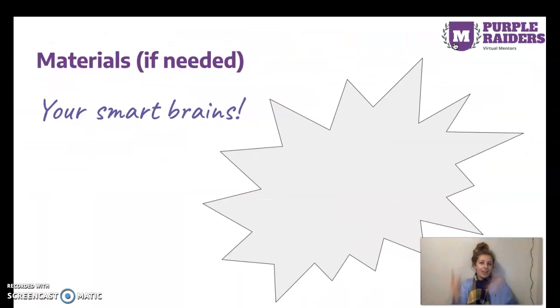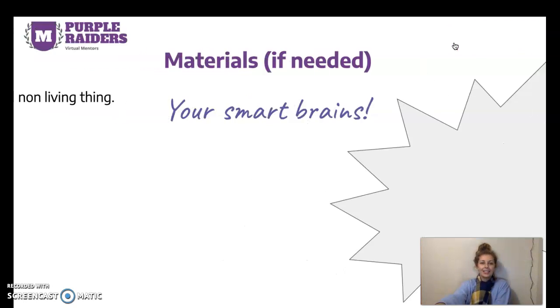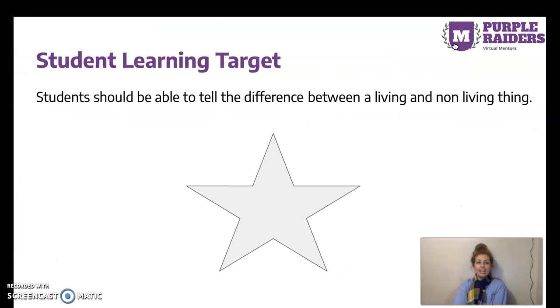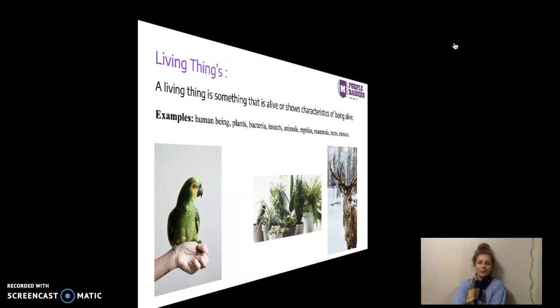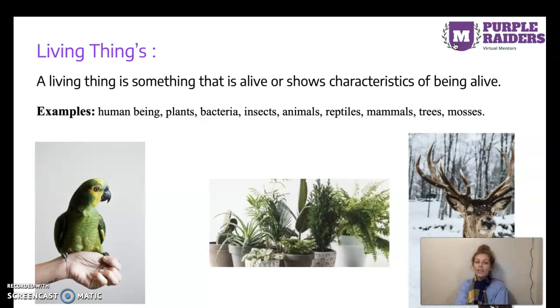Materials. All you guys need are your smart brains. Your learning target today is that you should be able to tell the difference between a living and non-living thing. So what is a living thing? A living thing is something that is alive or shows characteristics of being alive. For example, that includes human beings, plants, bacteria, insects, animals, reptiles, mammals, trees, and mosses.